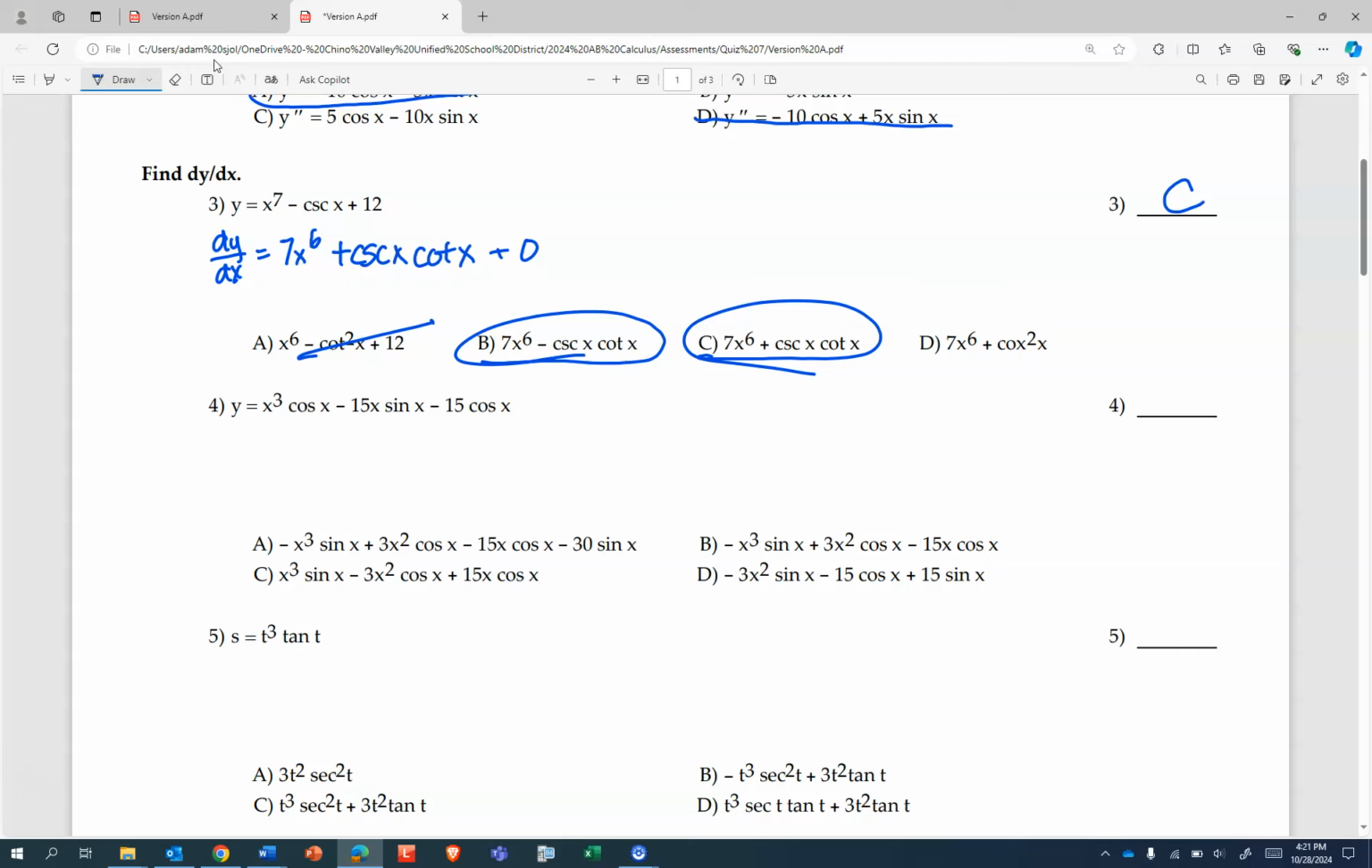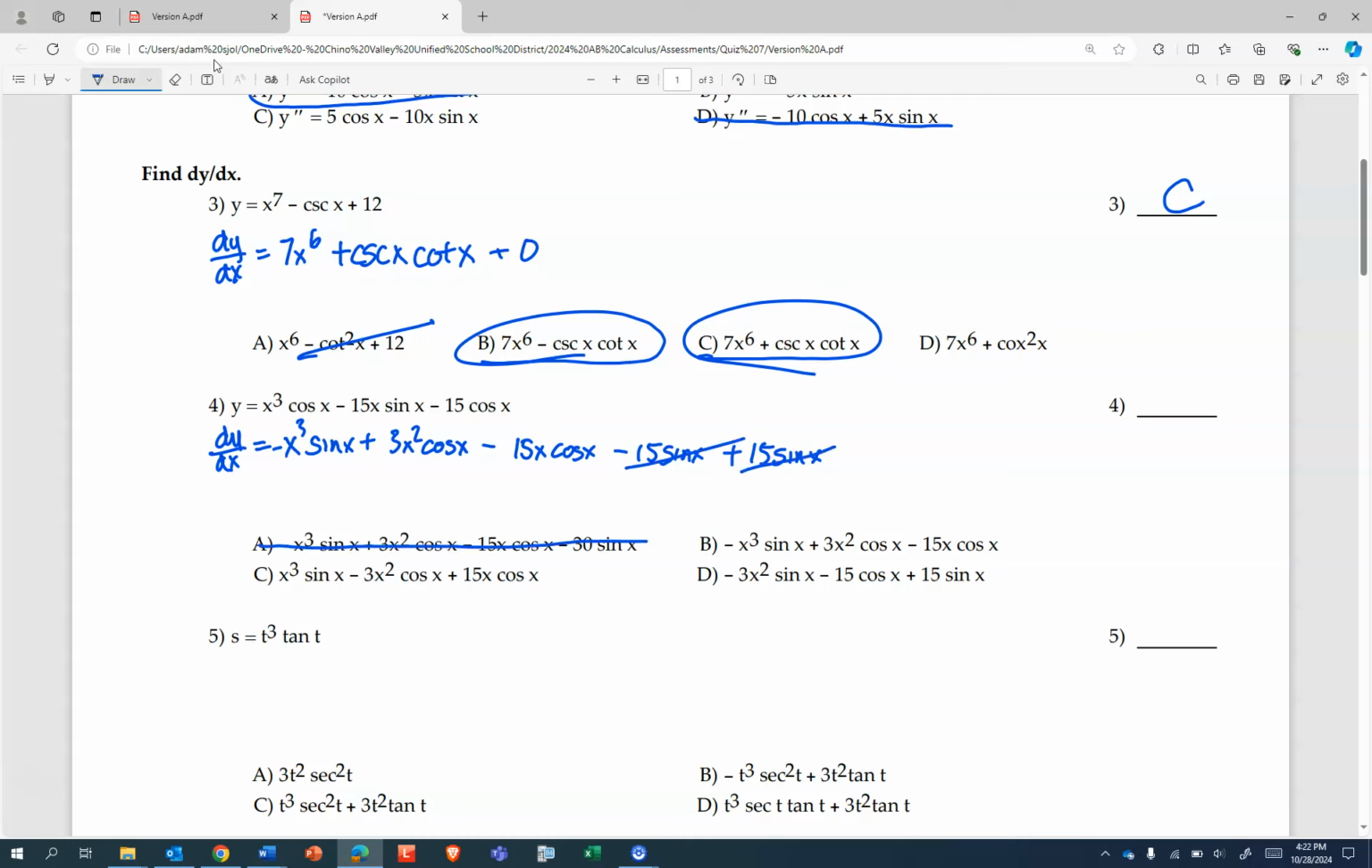Oh man, this is a little ugly. So product rule, negative x cubed sine of x plus 3x squared cosine of x. I'm going out of order. And then another product rule, so I'm just going to keep my negative going. So negative 15x cosine of x, and then negative 15 sine of x. Right, derivative of negative 15x is negative 15, and derivative of negative 15 cosine of x is positive 15 sine of x.